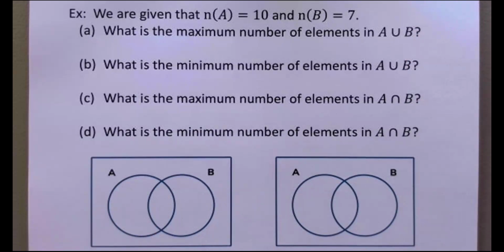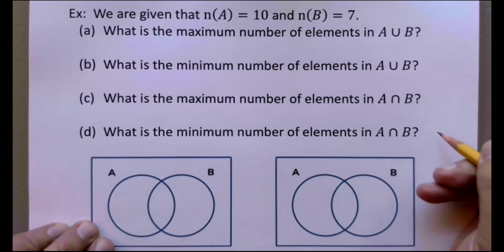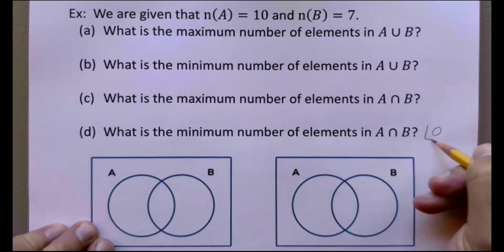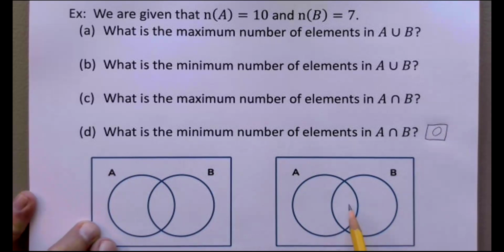Let's actually start with part D. I know that's kind of a strange place to start. What's the minimum number of elements in the intersection of the two sets? What's the least amount that I could have in the middle here? Is there a way to have 0 things in the middle? I guess. I mean, you're not going to get any less than 0. I'm going to argue we could end up with nothing in the middle. How could that happen?